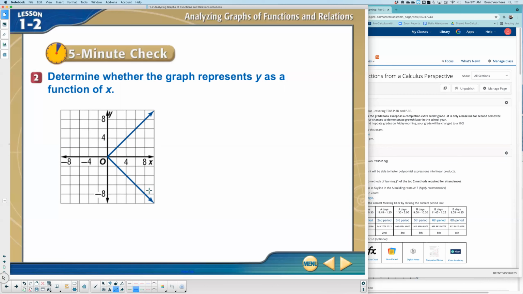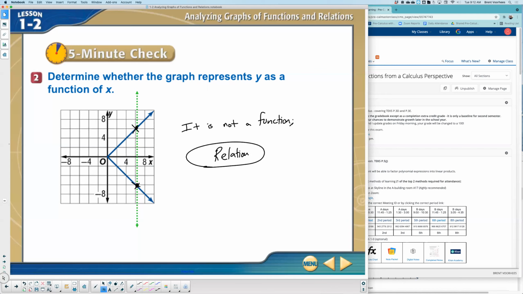A vertical line test says if you pass a vertical line through the graph and it hits the graph at more than one location at any time, then it is not a function. Since this can hit there and there. Again, I could have used this green line anywhere in the graph, but I just put it through right here. Since it hits twice, this fails the vertical line test. And if it fails the vertical line test, it is not a function. What do we call something that's not a function? A relation. You call it a relation because it is relating the x's and y's together, but it's not a function.